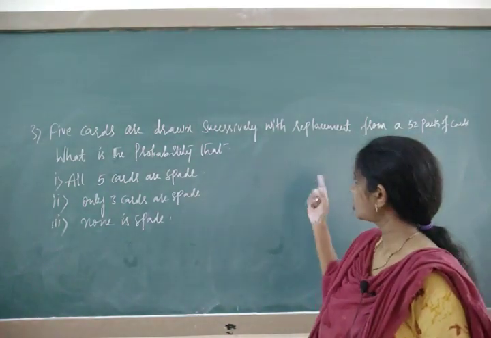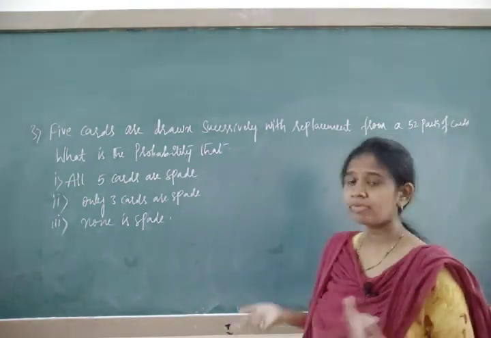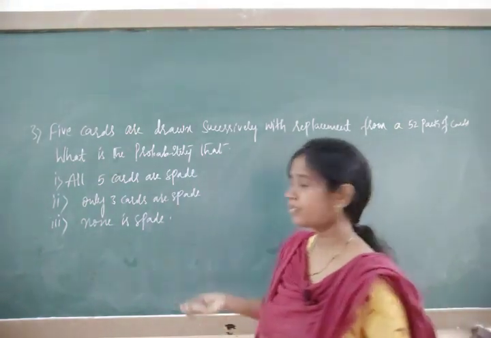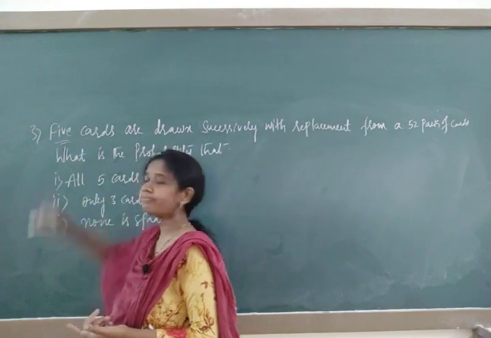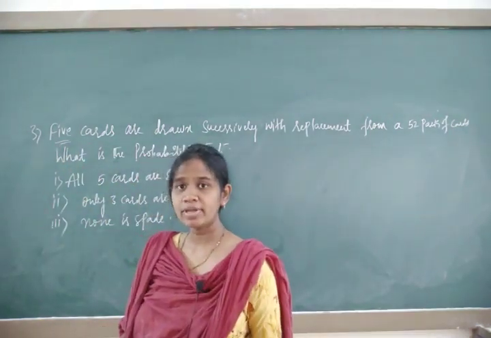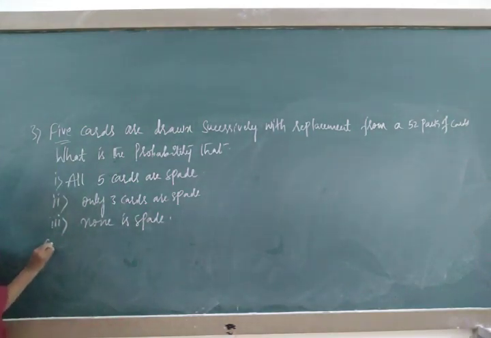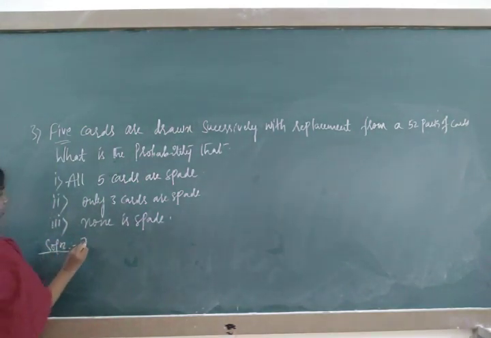So 5 cards are drawn successively with replacement from a pack of 52 cards. About the trials, how many trials do we have to take? It's about the 5 cards. Then what is the value of n? n is equal to 5. Solution: n is equal to 5.